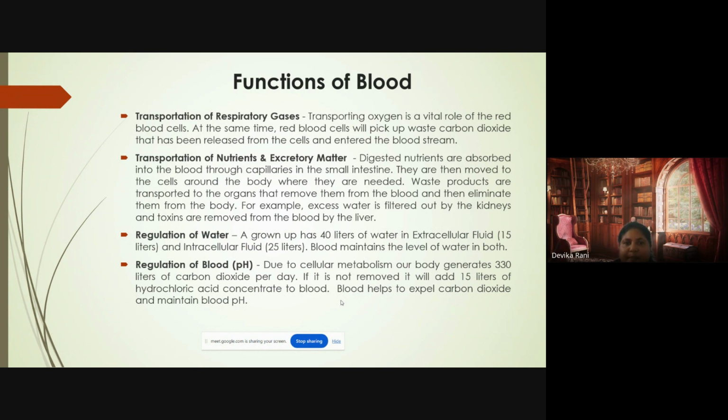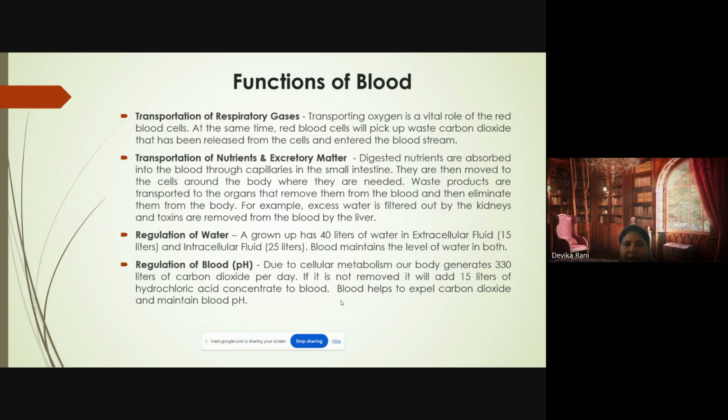Waste products are also transported to the organs that remove them from the blood and then eliminate them from the body. For example, excess water is filtered out by the kidneys and toxins are removed from the blood by the liver. So this waste material being removed is also very important. Otherwise, if toxins build up in your blood, then you have diseases and it can lead to conditions. If there are too many toxins which the body is not able to get rid of, it can lead to organ failures as well, and ultimately death. So toxins regularly being released from your body is very important, and blood helps in that.